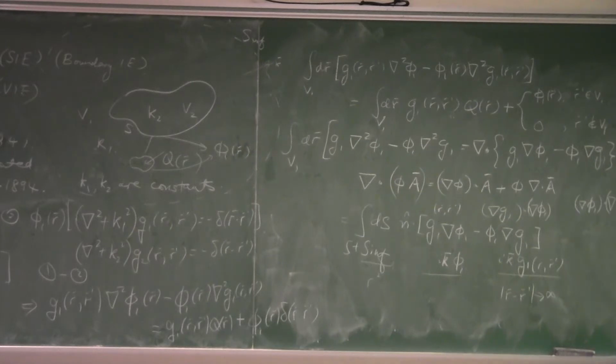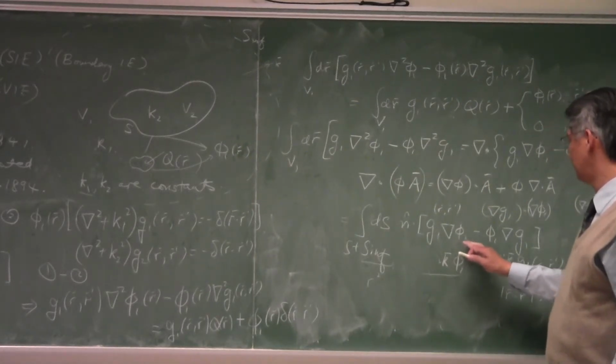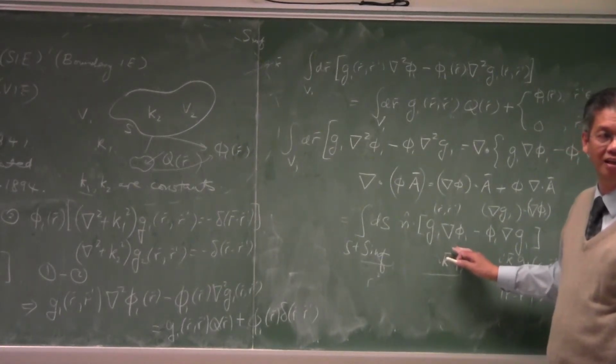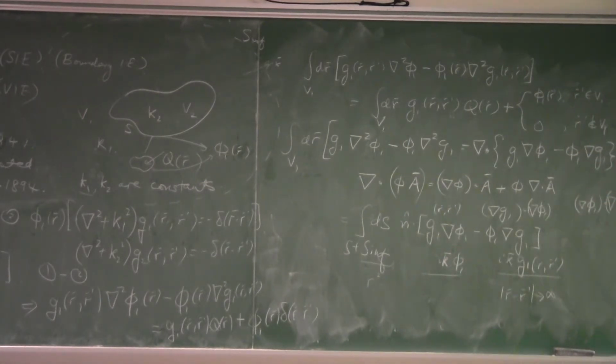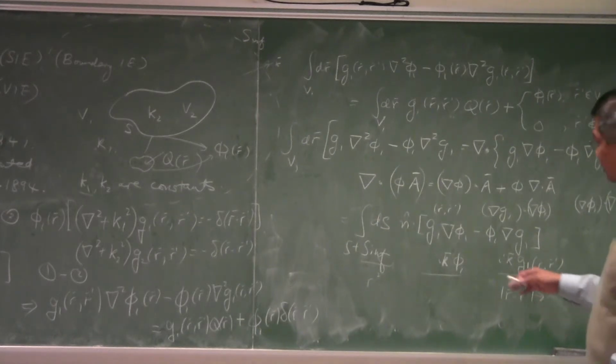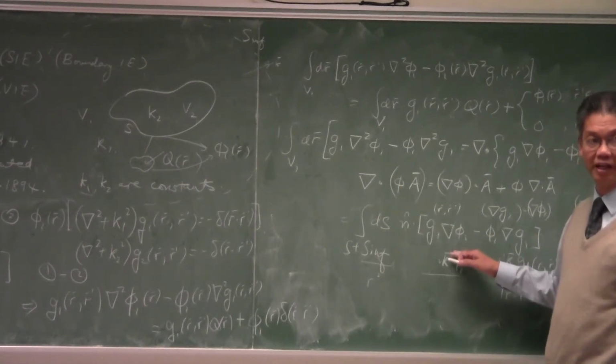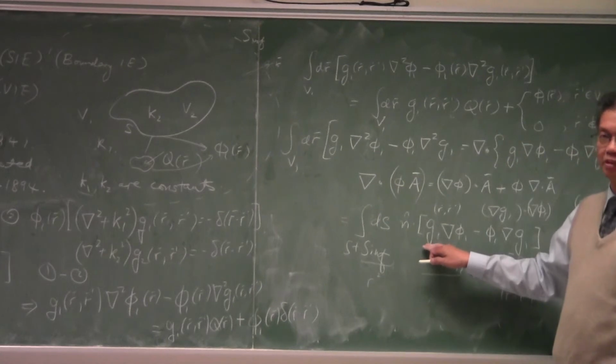The field drops off as 1 over r squared. Why do you think that it drops off as 1 over r squared? The potential will drop off as 1 over r if you have a monopole source. So the gradient of a potential will drop off as 1 over r squared. The Green function will drop off as 1 over r.